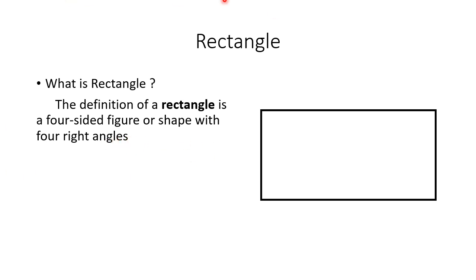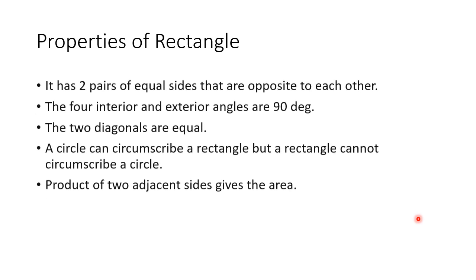See here, this is the shape of rectangle and these four corners inside the shape are called right angles. A right angle looks like this, which is in L shape. So the definition of rectangle is a four-sided figure or shape with four right angles. If you have four right angles in between, that means that is a shape called rectangle. Next we can see some of the properties of rectangle.